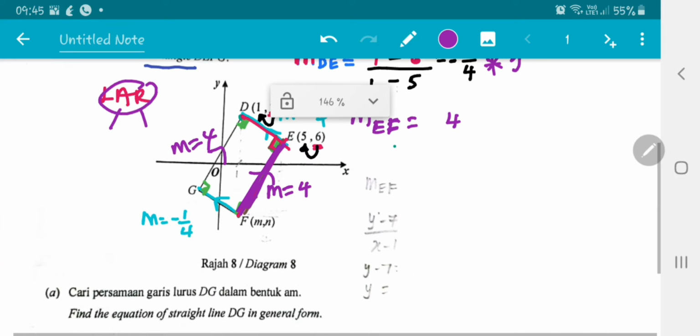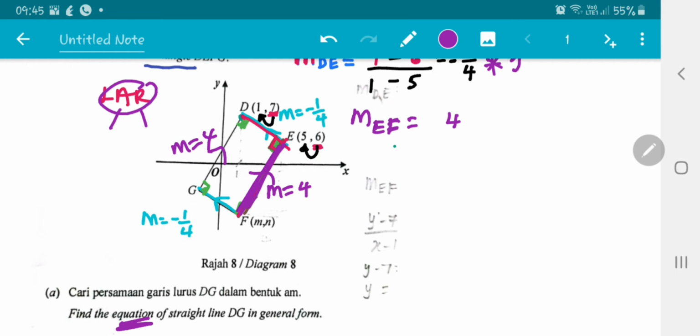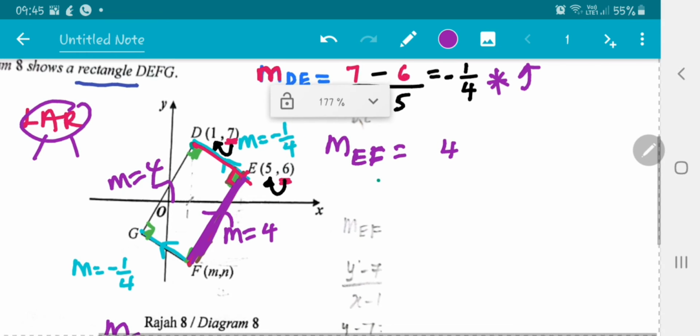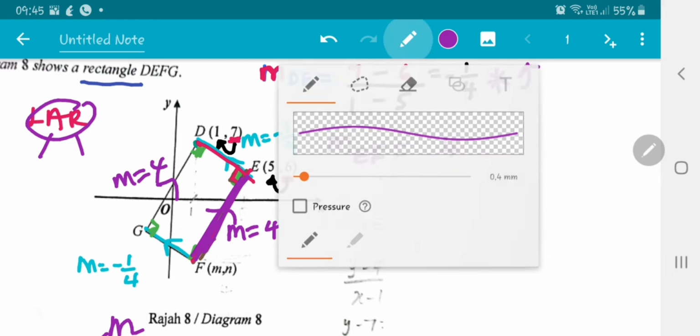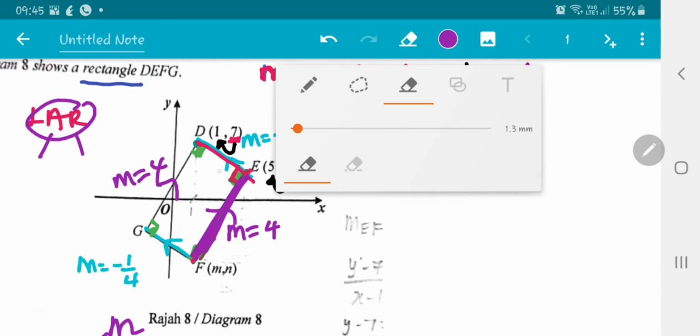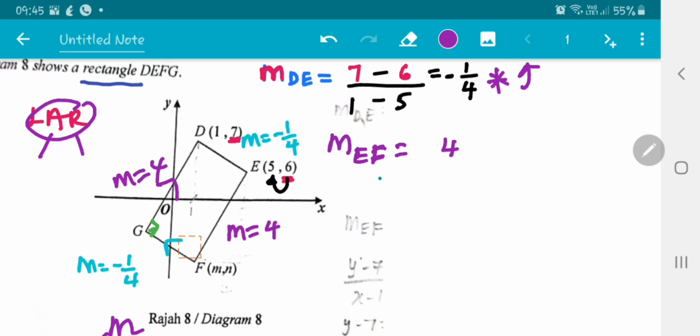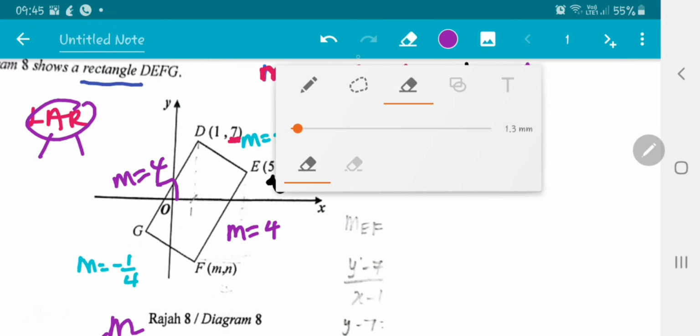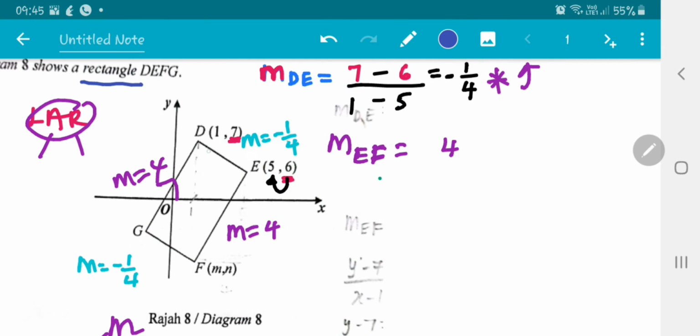A. Find the equation. Bila equation saja, pertama kena ada gradient dulu. Of the straight line, mana? DG. In general form. DG mana DG? Oh, DG yang ni. Okay, saya rak balik lah. Banyak sangat dah conteng. Okay, DG yang ni kan. So, kita dah dapat gradient. Nampak? Gradient EF equals to gradient DG. So, it is 4. Nampak tak?